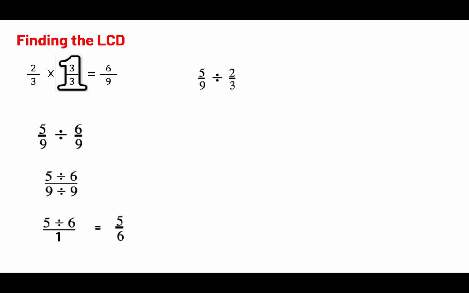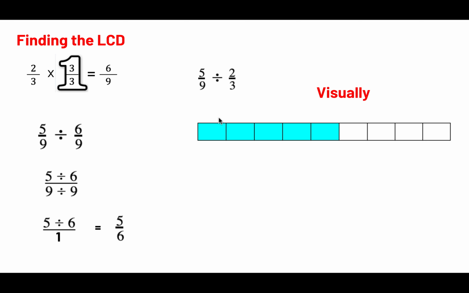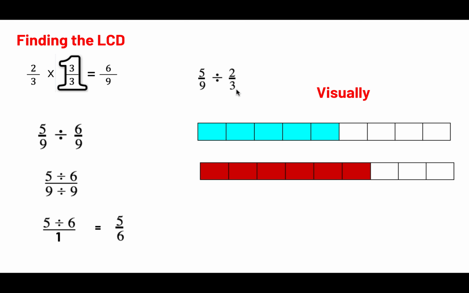Now let's look at it visually. Let's use candy bars. For the first one, I have 5/9. That means I have 9 pieces and I colored in 5 of them. For the second candy bar, which is 2/3, we wanted to make sure that the pieces were the same size. We know that 2/3 is equivalent to 6/9, so again 9 pieces, but this time I colored in 6. When we're dividing, we want to know how many fit in. In other words, how many of the red fit into the blue? If I look at this, I have 1, 2, 3, 4, 5, 6. That means one group has 6 of the squares.